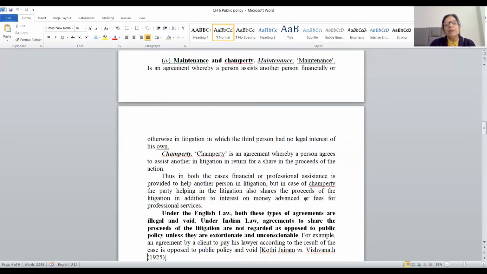If I twist the example, say the advocate has helped the creditor in filing a suit against the debtor, and he has no interest of his own in whatever money the creditor is able to recover from the debtor. Now the advocate is not going to charge anything from the creditor. So this will be known as maintenance. Thus, friends, in both cases, financial or professional assistance is provided to help another person in litigation. But in the case of champerty, the party helping the litigation also shares the proceeds of the litigation in addition to interest on money advanced or fees for the professional services.